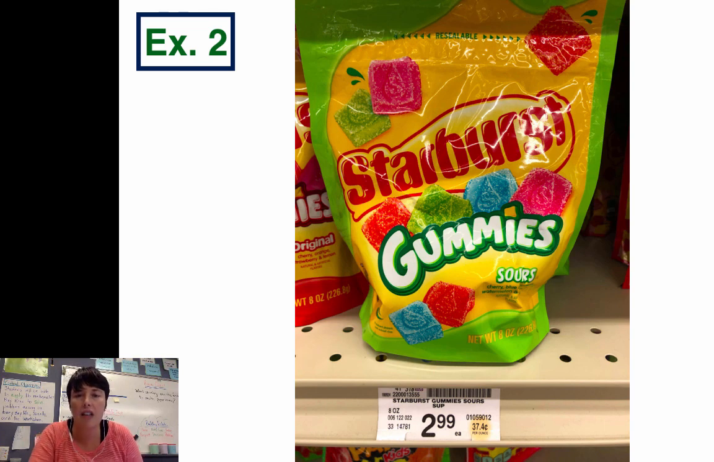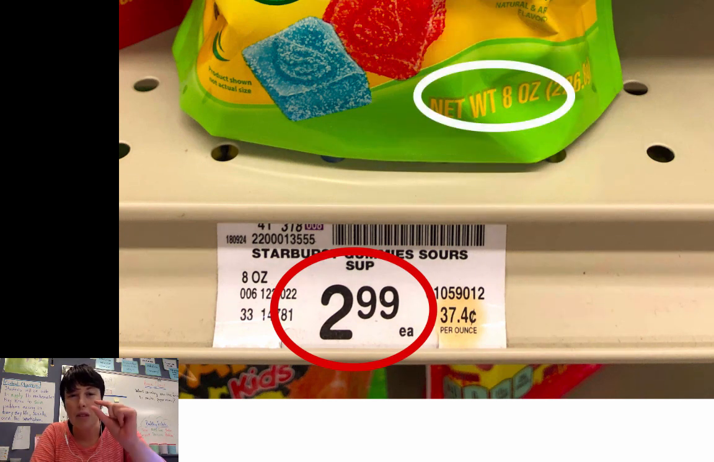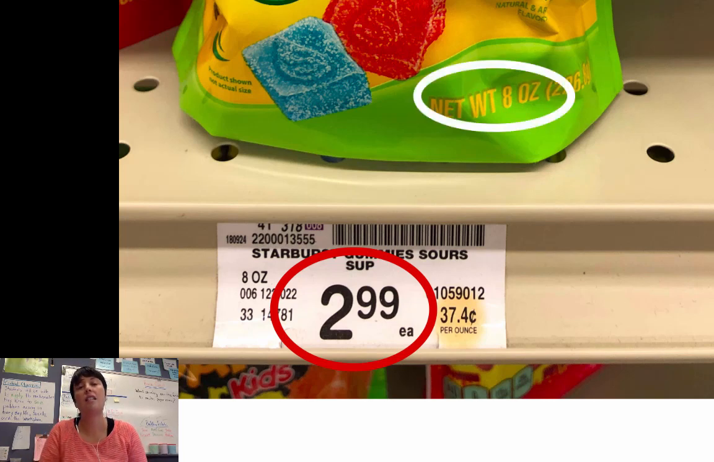And we're going to look at if this is a good deal. So it looks like these cost $2.99, but I want to know the unit rate per ounce. If you look on the bag, in the real small corner of a bag of candy, it tells us how many ounces of candy are in that bag. It weighs it. This is an 8-ounce bag of candy. It weighs 8 ounces. So I want to know, how much does 1 ounce cost?